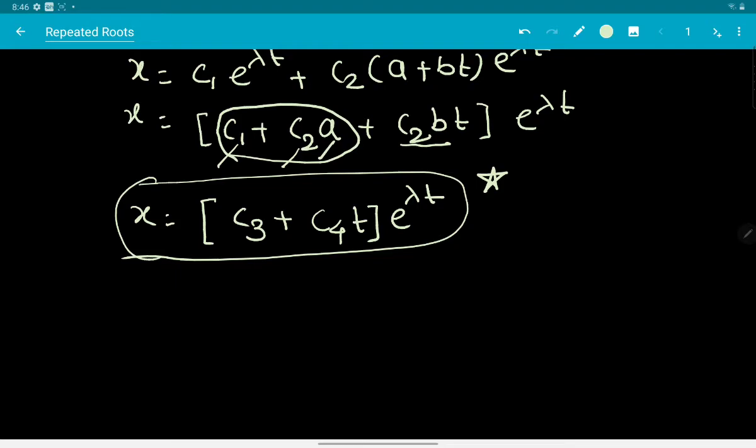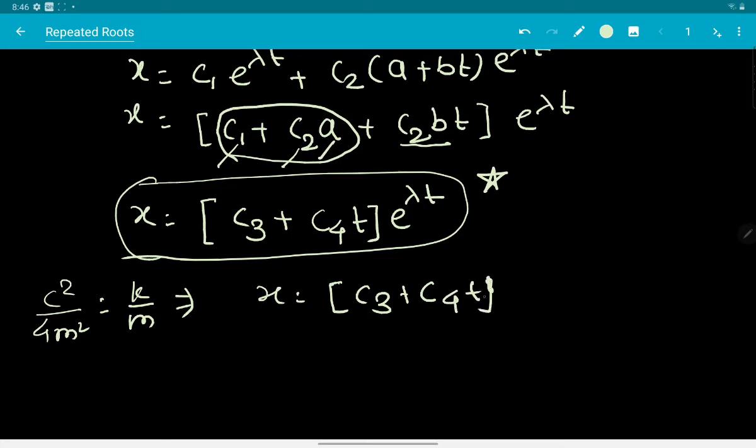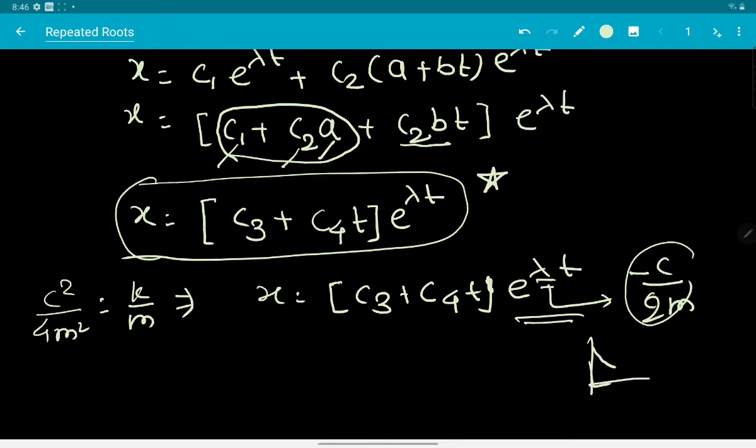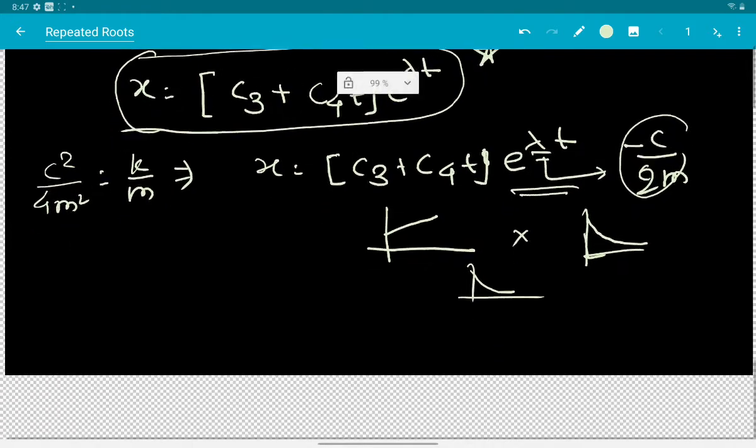Okay, so when you end up with such system properties, that c square by 4m square happens to be equal to k by m, in that case the solution that you should anticipate is of this form: c3 plus c4t times e raised to lambda t. Lambda has a negative value, that is minus c by 2m. So obviously this part represents a decaying function. This is a linear variation. Multiplication of these two, you end up having a decaying solution itself. There is no oscillation, no oscillatory solution is possible in case number 3 as well.